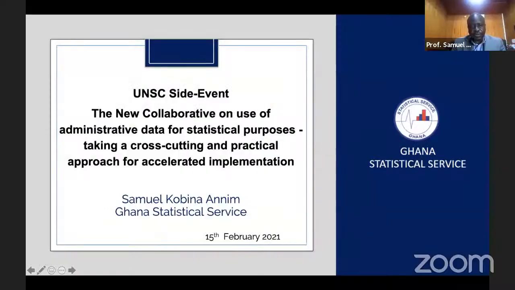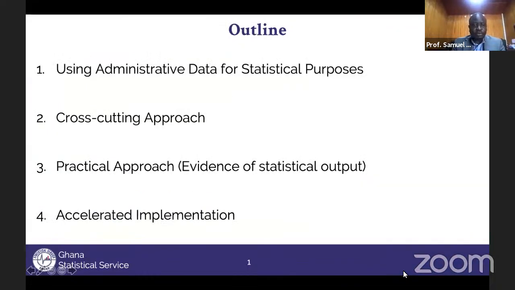The fact that the UNSD and the Global Partnership for Sustainable Development have done wonderful work, especially in light of what they meant by the new collaborative. And also, if you look at the topic, you can identify 4 other areas: our whole agenda of transforming and integrating administrative data. 2 issues that come out are whether we are doing it in a cross-cutting way and what is the practical evidence. And the last part has to do with the accelerated implementation.